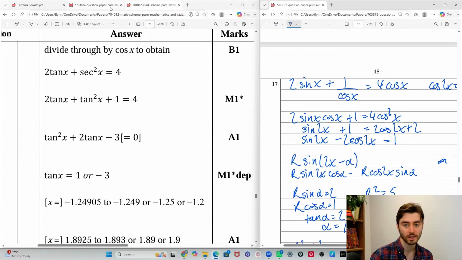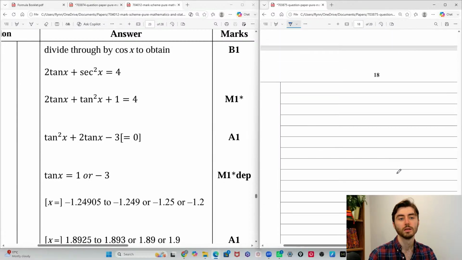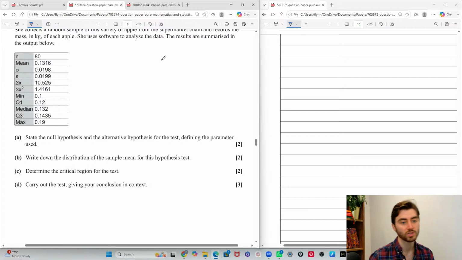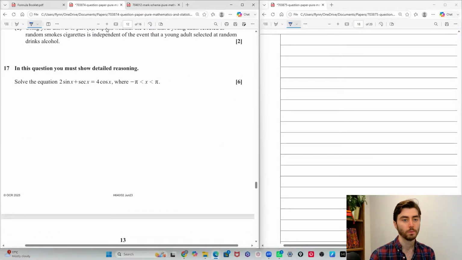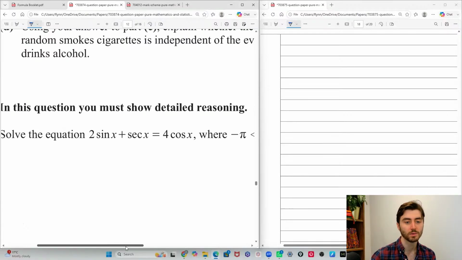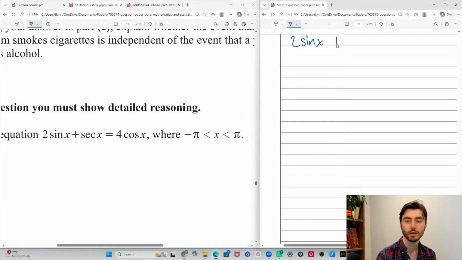So what should have been done here? Let me go down to the extra space to show you. If I redo the question the way it was intended, what I should have spotted is that sec and tan are related. If I divide through by cos, I get 2 tan x plus sec squared x is equal to 4.